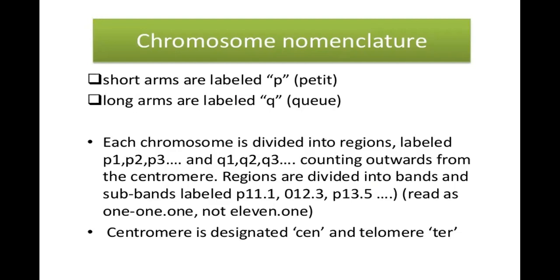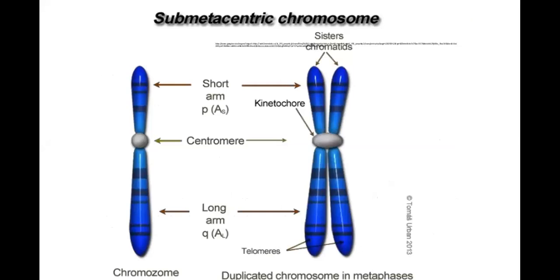Okay, so this is normally how we are going to express the chromosome. The picture is showing us a chromosome. You can see two chromatids together. This is the kinetochore or centromere, and this is the long arm. These are the short arms. Okay, short arm and long arm. The short arm is designated as P, and the long arm is designated as Q. This is a duplicated chromosome in metaphase.